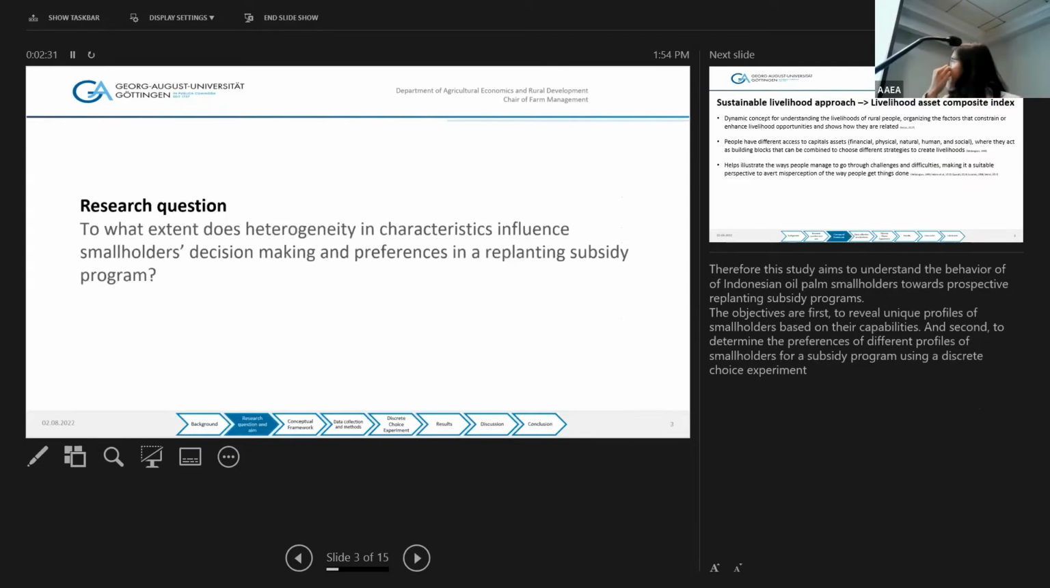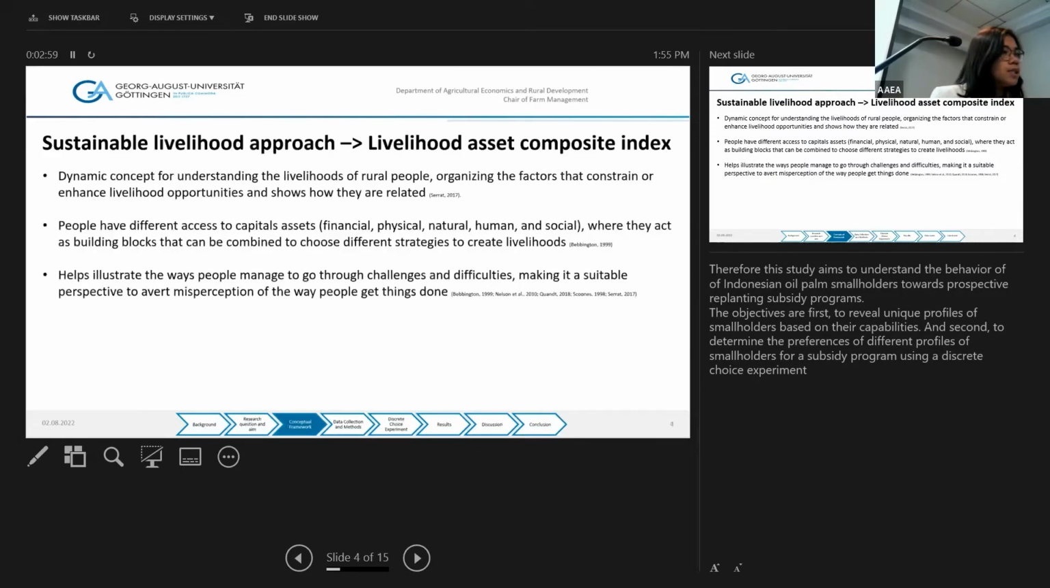So yeah, my research question is basically to what extent does heterogeneity in characteristics influence smallholders' decision-making and preferences in a replanting subsidy program. In this study, we posit that there is latent heterogeneity in the characteristics of the smallholder farmers, and these characteristics can make a difference in how they make decisions, especially in this case, in a replanting subsidy program.